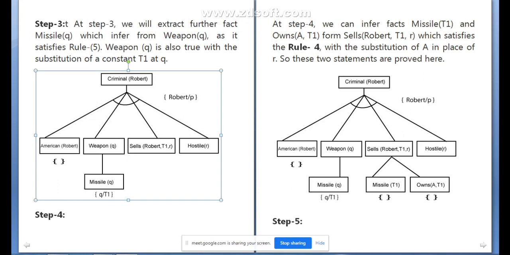अभी आगे हम सेल्स रोबोट T1 R। So here we can infer the facts that is missile T1 and that is owned by A, and T1 means, who owns that particular missile, that is A, and that T1 is nothing but the missile, and A is the particular country, and that country is hostile to America. Hostile means the enemy of America.